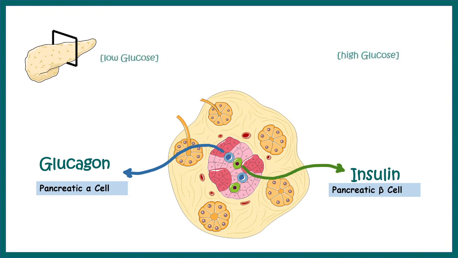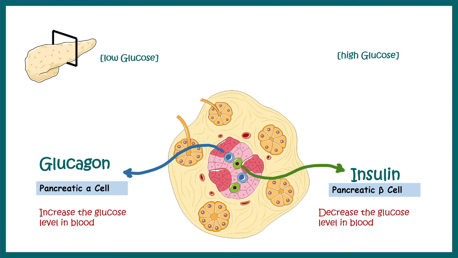The key goal of glucagon is to increase glucose level in the blood, and glucagon is secreted when glucose level is low, whereas insulin is secreted when glucose level is high. So the sole goal for glucagon is to increase the glucose level, whereas the sole goal for insulin is to decrease the glucose level in the blood.